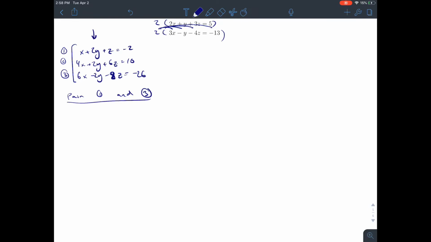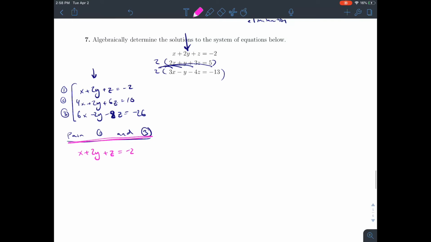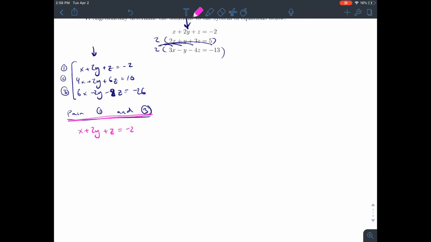So when we pair 1 and 3, let me do this in a different color, pink here. When we pair 1 and 3, we get x plus 2y plus z equals negative 2. Let me just confirm again. Still correct. For the third equation, we don't want to be using the old third equation because we have a better new one. 6x minus 2y minus 8z equals negative 26. Adding these two equations together creates 7x minus 7z equals negative 28. Great.